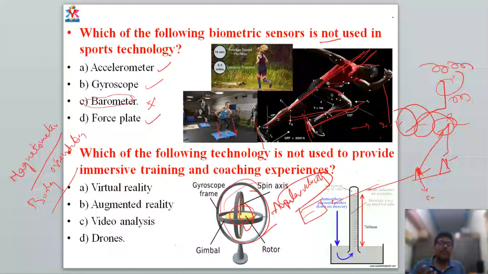Which of the following technologies is not used to provide immersive training? Virtual reality definitely will provide immersive or impactful training with the help of visualizations, completely computer generated programs. And augmented reality, physical reality scenarios, will also create some impact on training. And video analysis, with the help of VR and AR, would give a beautiful result to enhance the performance of the individual.